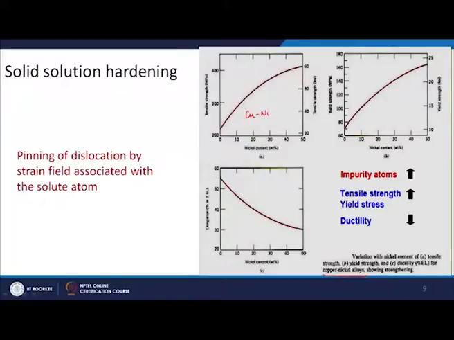As you can see, from 0 to 50% nickel here, I am increasing the tensile strength from around 225 megapascal to 400 megapascal or so. Similarly, yield strength I am increasing from around 60 or 70 to around 160. So, a very big difference in the strength. Of course, the ductility is reducing from a value of 55 to around 30%.